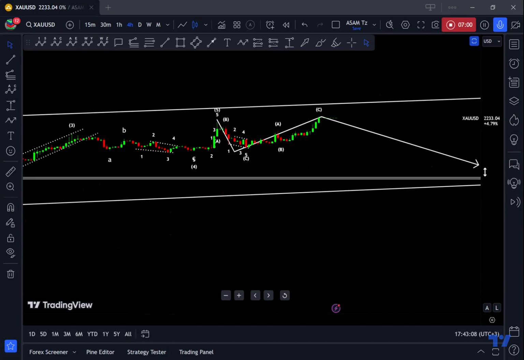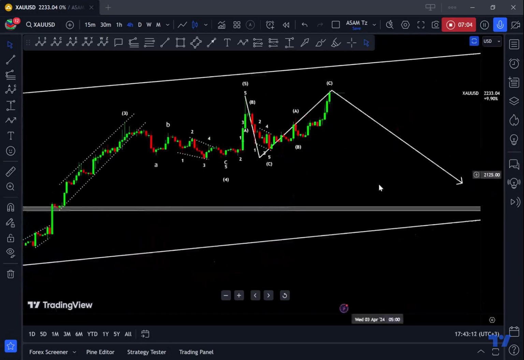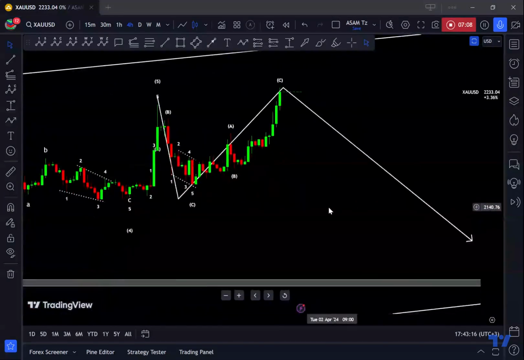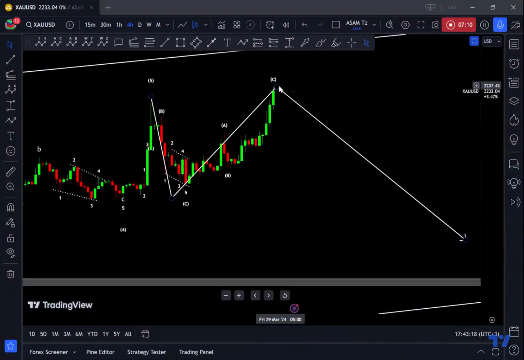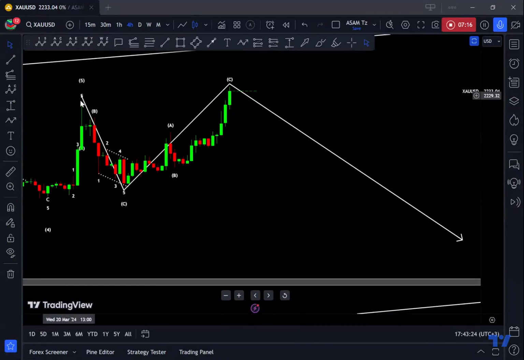Then let me go to the last time frame now, the 4-hour time frame. In the 4-hour time frame, I have labeled those movements of price as a possible expanding flat. Yeah, this is the possible expanding flat. So price started here. So we had this A, B, C to the downside. So this was the first move.